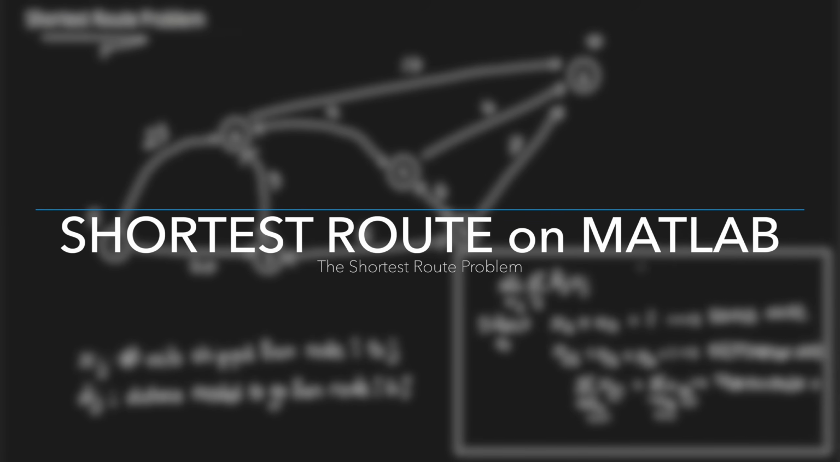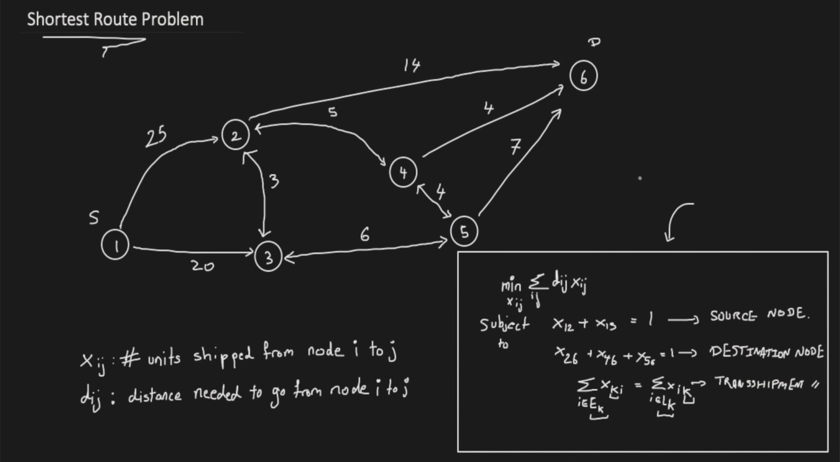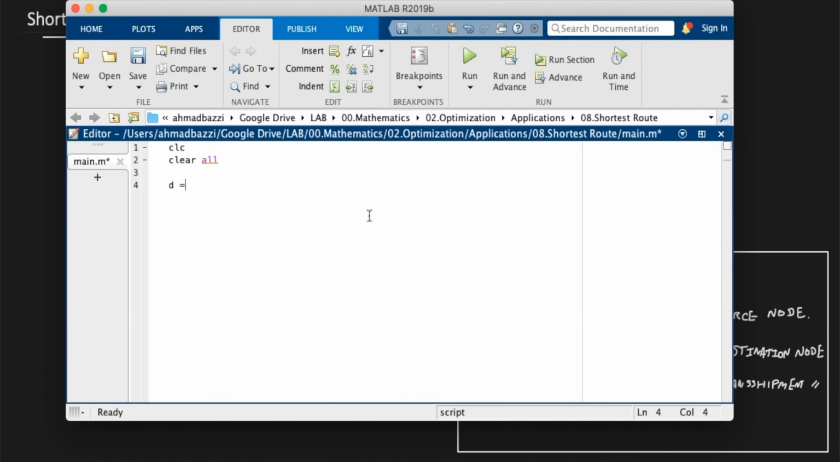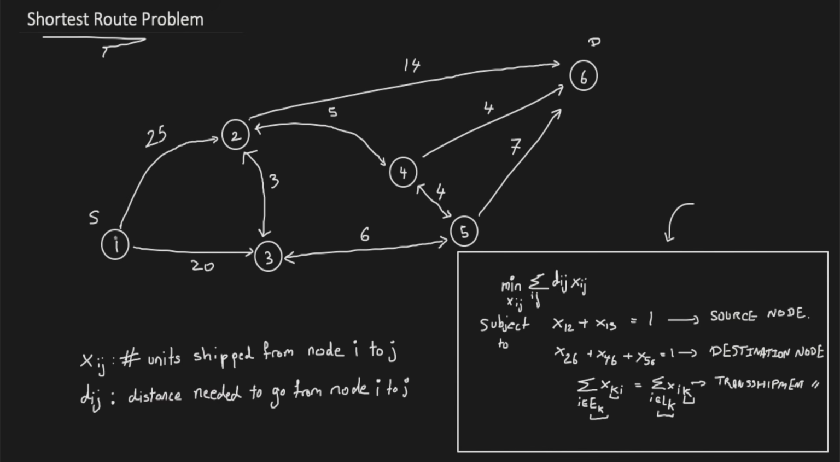So let's solve this problem that we have over here on MATLAB. So I'll first start by defining this D vector over here. So as we did in the network flow lecture, we're going to stack all the entries of Dij in one vector and call it D. So D is going to contain all the costs of the network. So we're going to start by D11, D12, D13, 4, 5, and 6. And then D21 and D22 and so on.